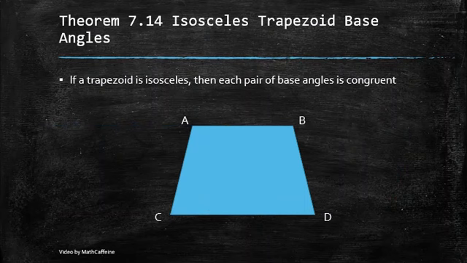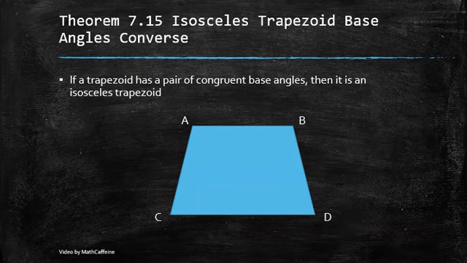An isosceles trapezoid is a quadrilateral with two different length bases, but two congruent legs. Theorem 7.14 states that if a trapezoid is isosceles, then each pair of base angles is congruent. For example, angle A is congruent to angle B, and angle C is congruent to angle D.